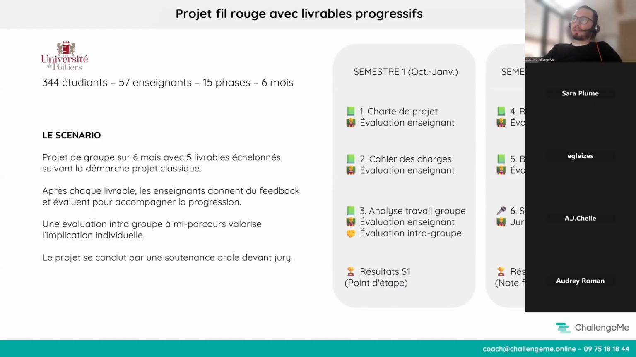The idea behind this format is to have a continuous project with progressive deliverables. Whereas in the previous scenario, we had a deliverable that we kept improving. In this case, the deliverables are different, but they are connected to each other since they are the various deliverables of a project that we will ask them to complete. How did it go with this scenario? In the first semester, we asked your students to submit various deliverables, such as project charters and specifications documents. These different deliverables were evaluated by teachers. That's why there are 57 of them to distribute the workload among the 344 students.